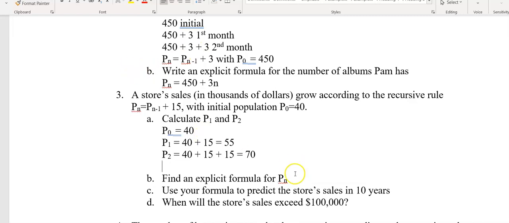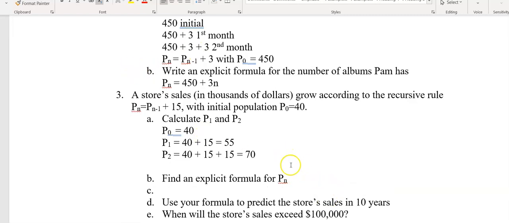All right, now we can kind of see what's going to happen. We're going to see for our explicit formula, P sub n, the nth one, is going to be equal to 40, which is always going to be there. But let's notice for this, it was 15 times 1. For this, it would be 15 times 2. If we did P sub 3, it would be 40 plus 15 times 3. So it's 15 times n for our explicit formula.